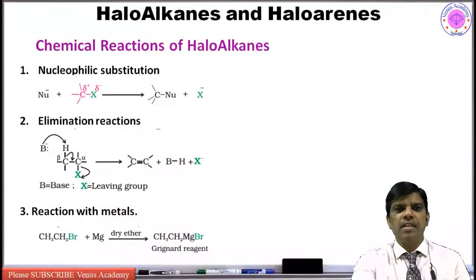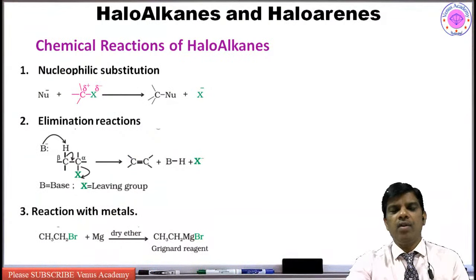Dear students, in the previous lecture we have learnt about haloalkanes and haloarenes, their nomenclature, preparation and physical properties. Today in this lecture we are going to learn about the chemical reactions of haloalkanes. Dear students, haloalkanes are compounds having halogen in their structure.